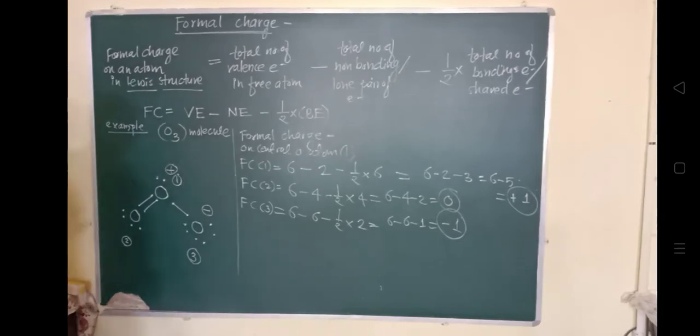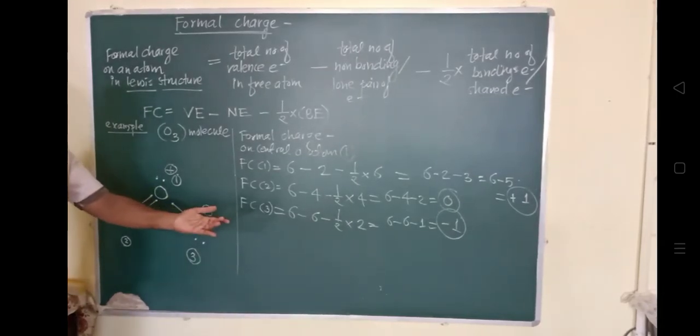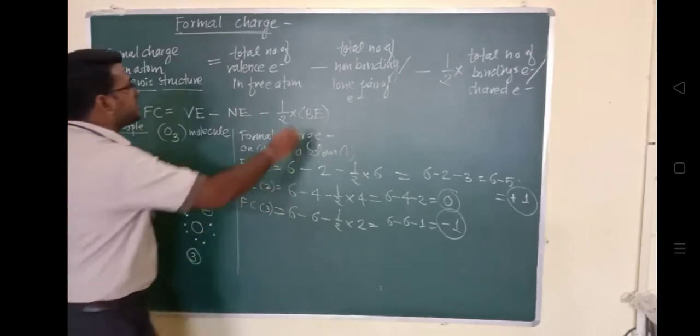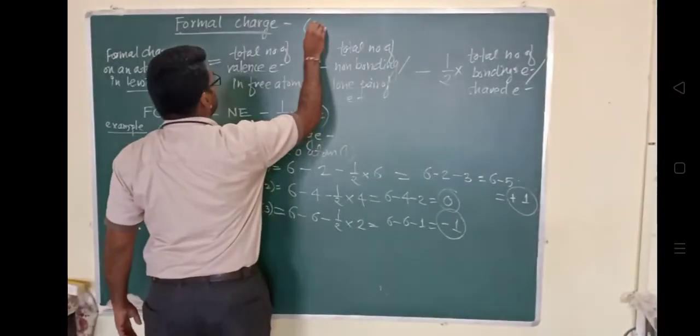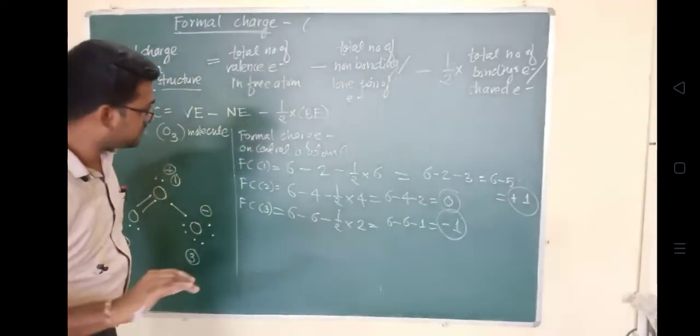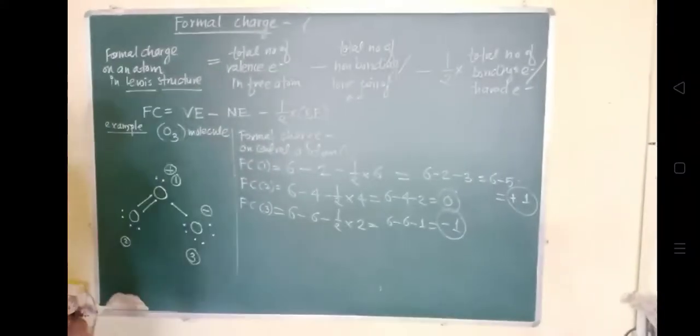So if there are different possible Lewis structures, we have to select the lowest one, the value nearest to 0. We have already seen this. The lowest value of the formal charge is what we have to select, and that is well understood.